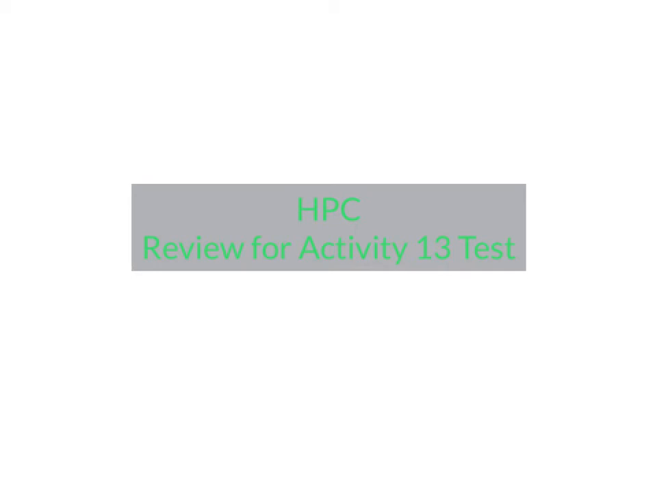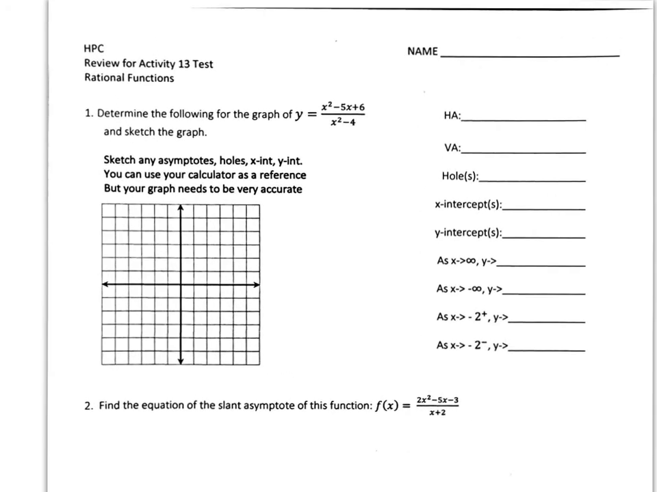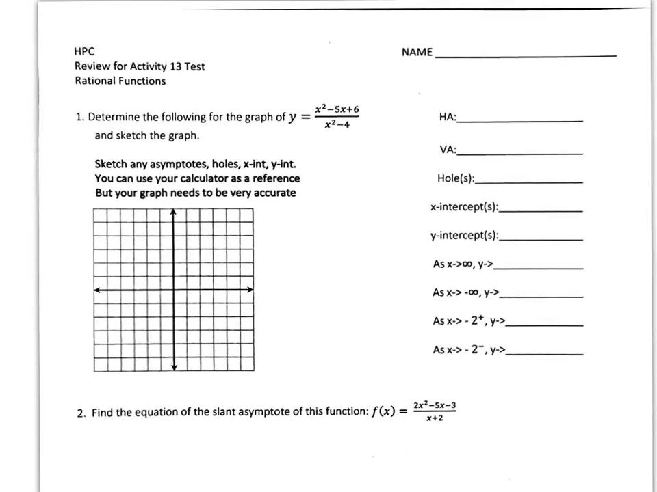Today we're just going to take a look at the problems on the review sheet for the test on activity 13. This covers graphing rational functions and all the algebra with those rational functions as well, including inequalities. First thing you want to do when you're graphing anything is to factor both the numerator and the denominator.